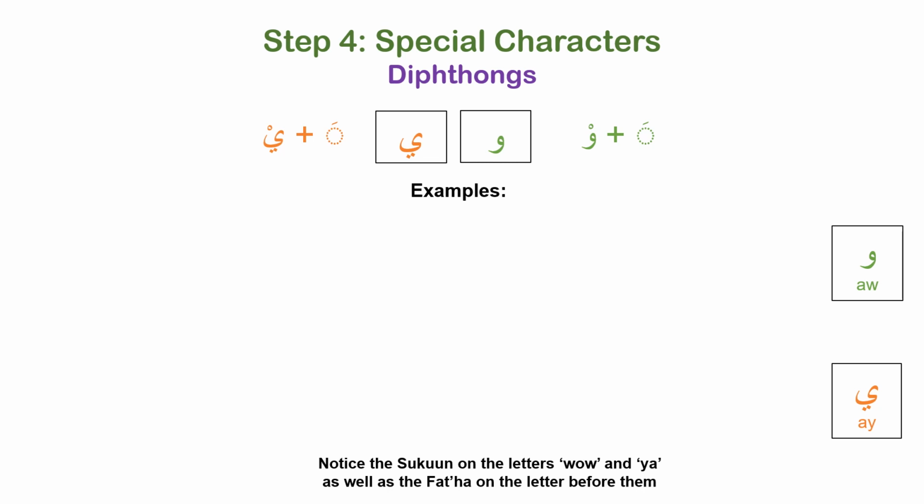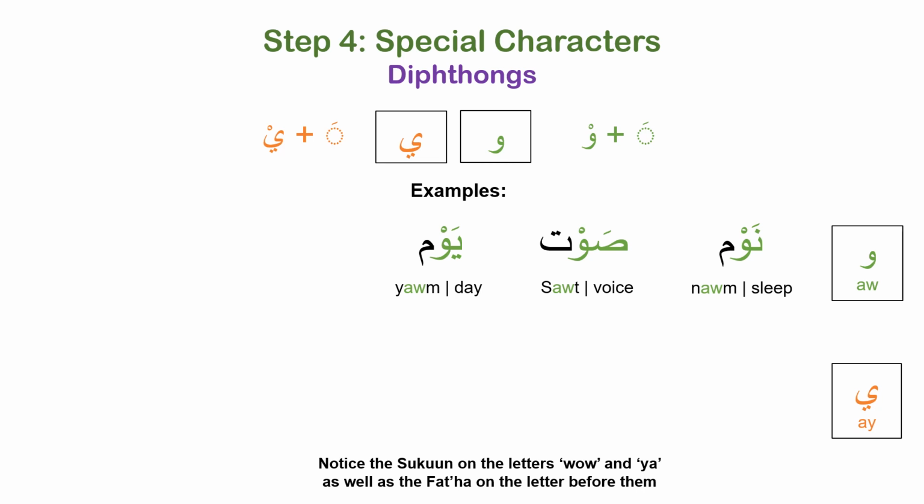We'll start by looking at the letter waw being used as a diphthong, and the first word is nawm, which means sleep. Nawm. Sawt, which means voice. Sawt. Yawm, which means day. Yawm. Lawz, which means almonds. Lawz. And jawz, which means walnuts. So you can see in each of these words there is a diphthong aw.